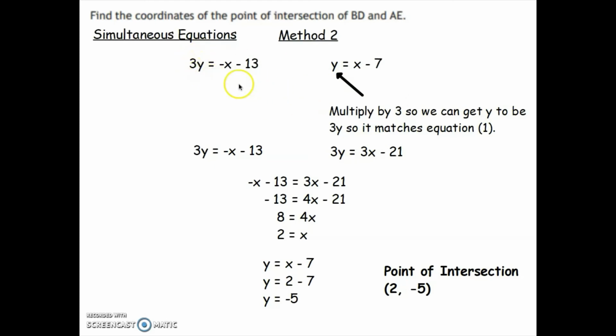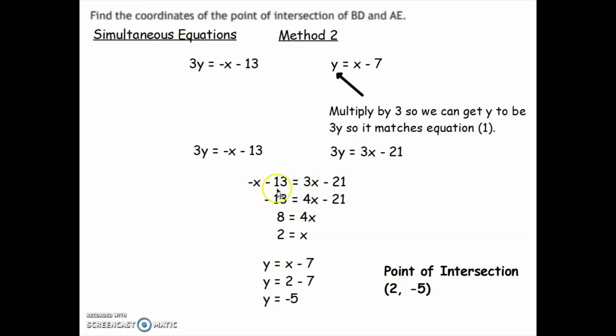So if we make this 3y, it will match up with this one, and then we can set the two of them equal. So if I keep this one the same, 3y equals negative x subtract 13, what I can do is multiply this by 3, and remember I'll multiply everything by 3, so it'll be 3y equals 3x subtract 21, because y times 3 is 3y, x times 3 is 3x, and 7 times 3 is 21. Then you're saying that this is the same as this. 3y equals, they match up. So if 3y equals negative x minus 13 and 3y equals 3x minus 21, I can then bring them together. So negative x subtract 13 equals 3x subtract 21.